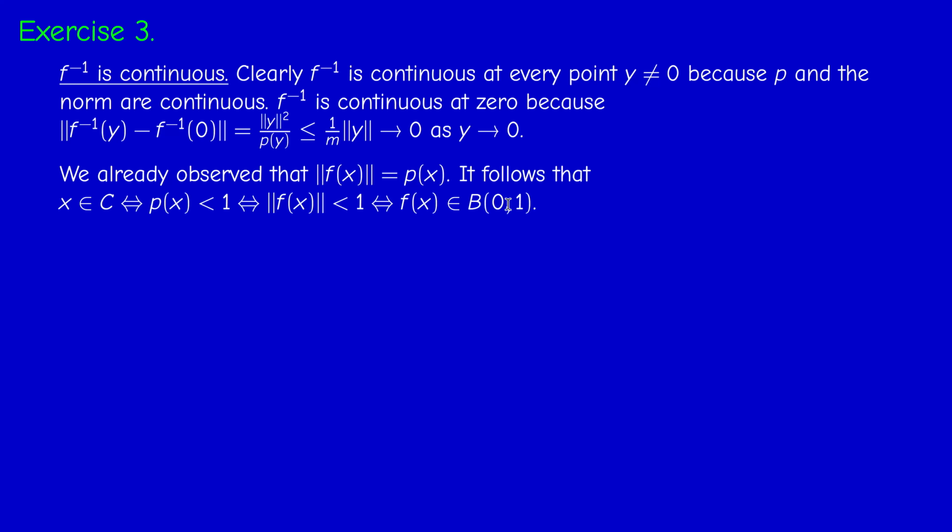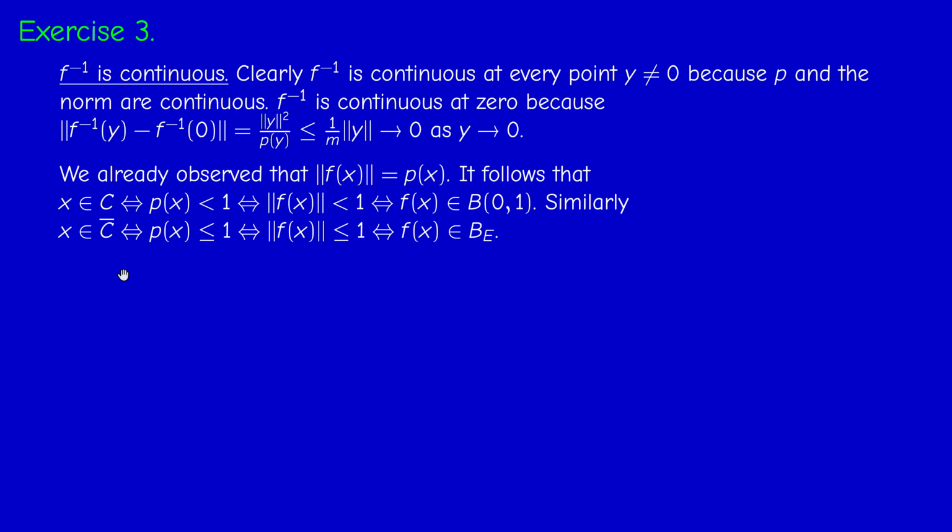So suppose that x is in C, or we can proceed by equivalence if you like. x belongs to C is equivalent to saying that p of x is strictly less than 1. But p of x, as you observed, is the norm of f of x. So this is equivalent to saying that the norm of f of x is less than 1, which is equivalent to saying that f of x belongs to the open ball of center 0 and radius 1. So this means that the image of C under f is precisely the open unit ball. And same thing for C bar, just replace strict inequality by inequality.